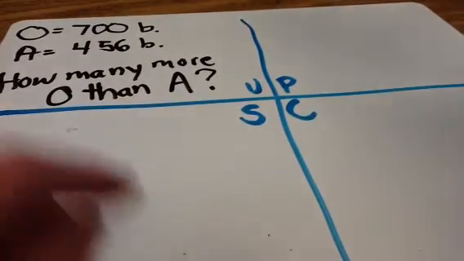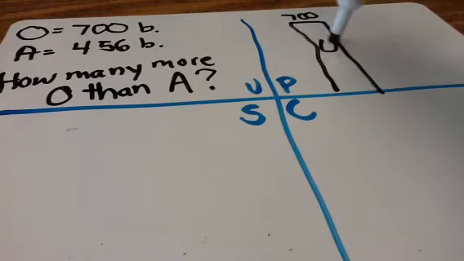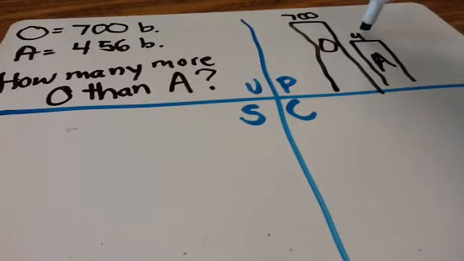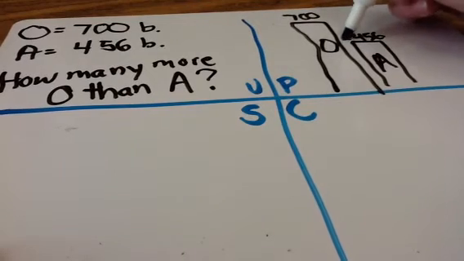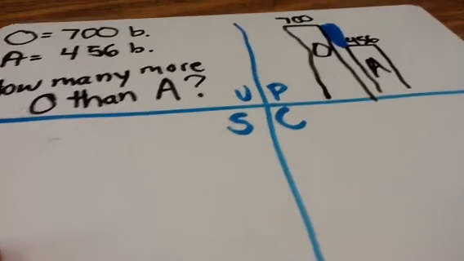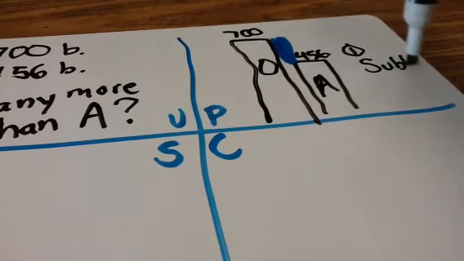Okay. We drew a little picture to help us see. There's Oprah and the 700. Alejandra only sold 456. I want to know, what is this? How much more to get to 700? Anytime you see how much more, we're going to subtract. So our plan is to subtract.